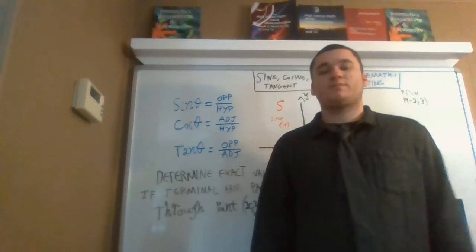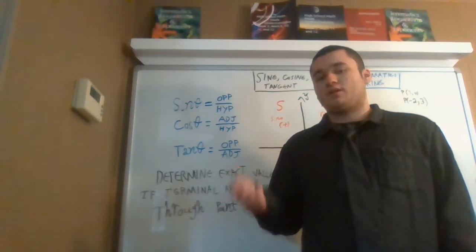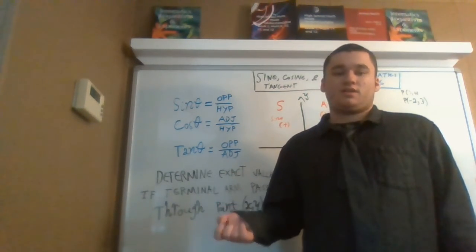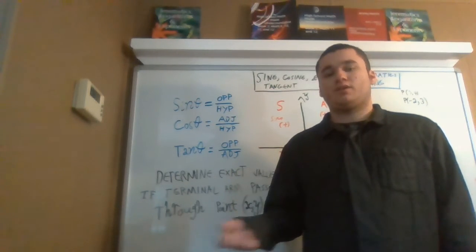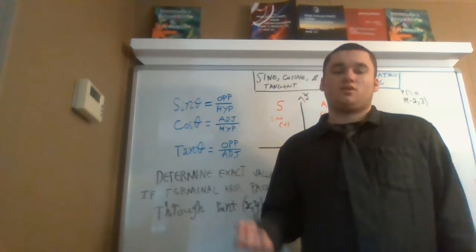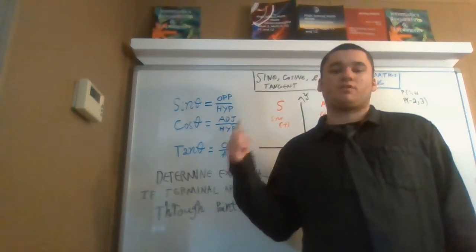And remember the acronym to remember this is SOHCAHTOA. S is sine, O is opposite, H is hypotenuse, C is cosine, A is adjacent, H is hypotenuse, T is tangent, O is opposite, A is adjacent. SOHCAHTOA. That's just a way to remember all these ratios.